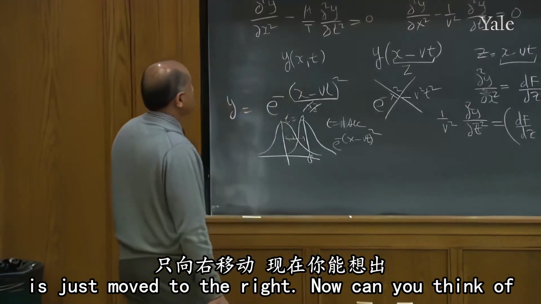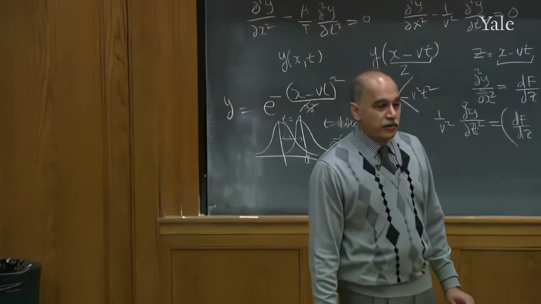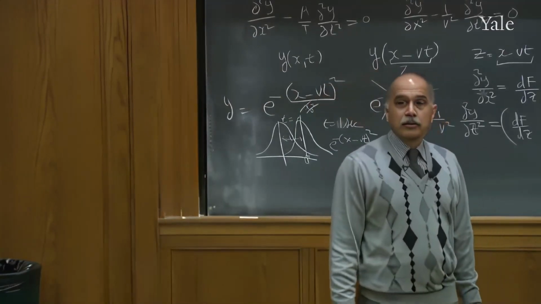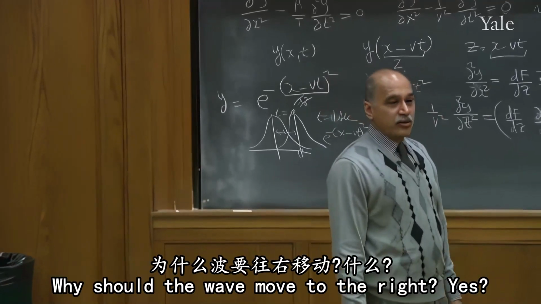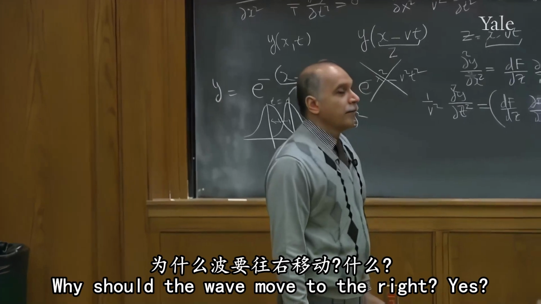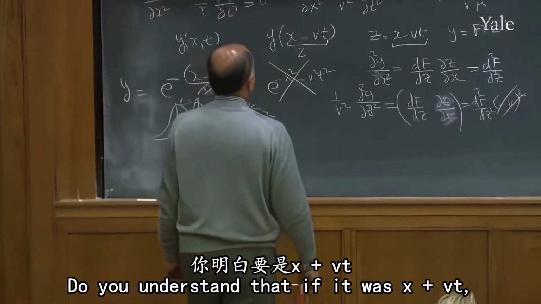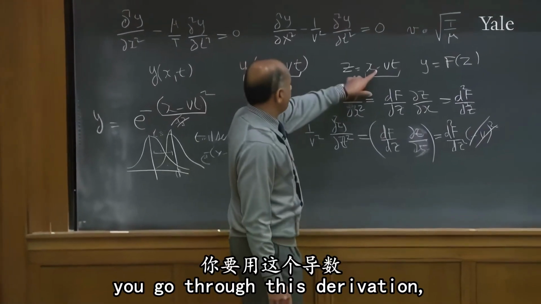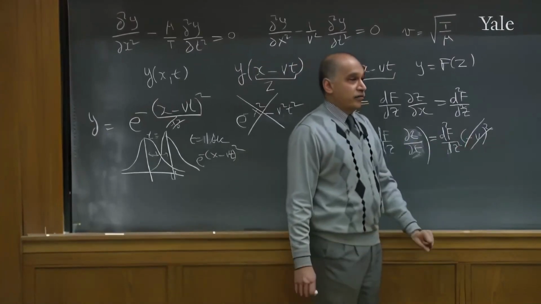Now, can you think of another family of solutions besides this one? Why should the wave move to the right? Yep. Do you understand that if it is x plus vt, you go through this derivation, you'll get a plus v squared instead of minus v squared, and that doesn't matter.